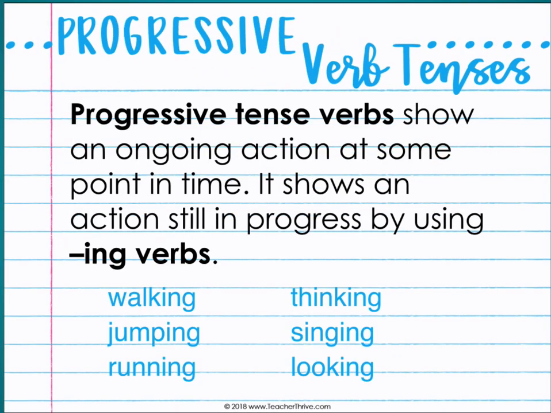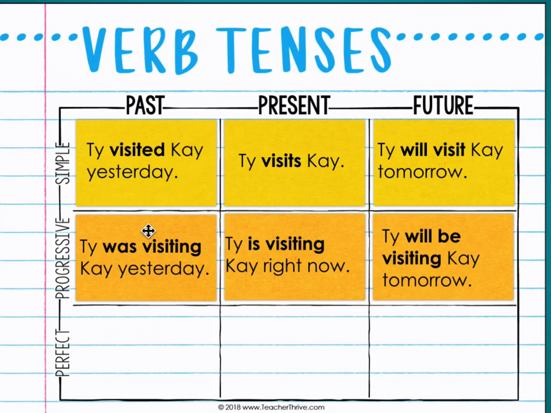I'll just review here quickly. Progressive past tense: Ty was visiting Kay yesterday. Progressive present tense: Ty is visiting Kay. Progressive future tense: Ty will be visiting Kay tomorrow. So the key thing here is that we see the ing at the end of the verb, which tells us that it is still happening. It's an action in progress. So again, we have simple tense and progressive verb tense.